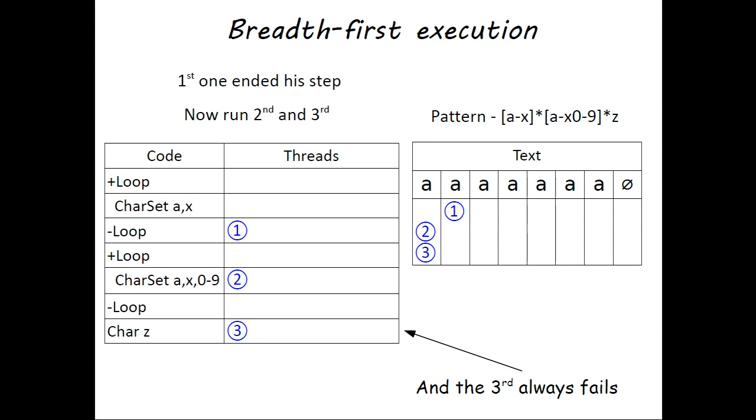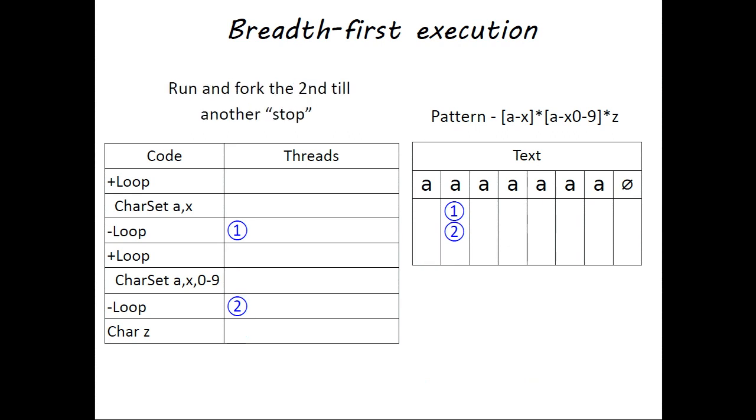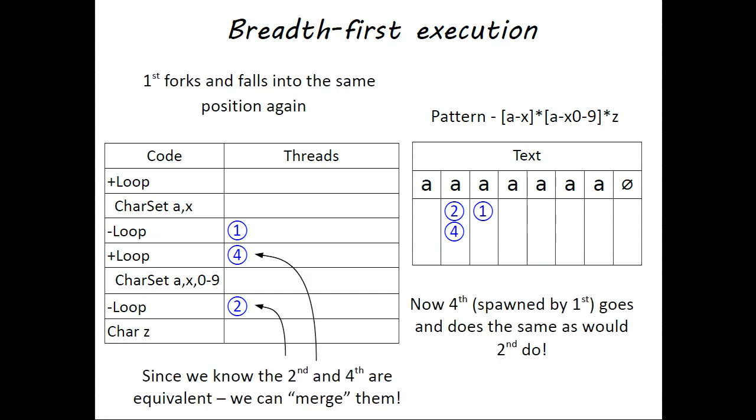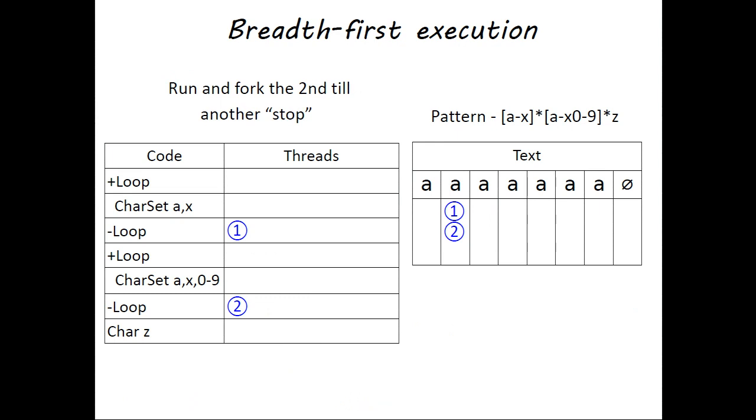And let's run the second thread this time. We run it inside of the loop, and it spawns another thread. This is the second thread, and it stops at this position. So we made one step with all threads. As you can see, we advanced both threads along the text by one character.